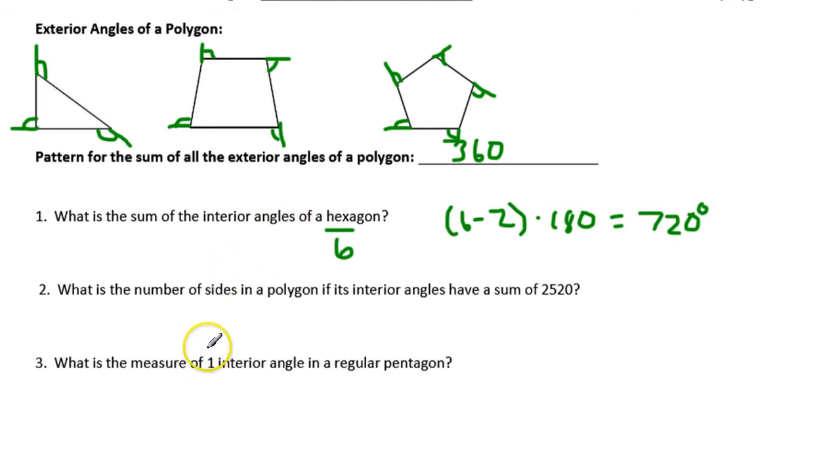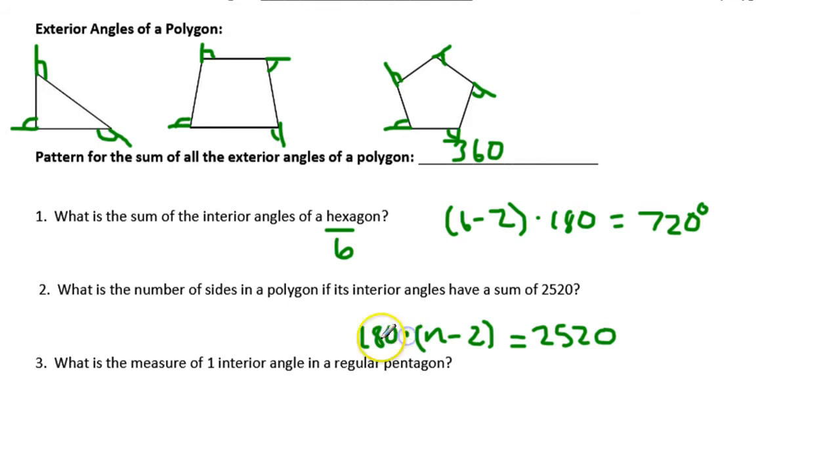Second one, what is the number of sides in a polygon if its interior angles have a sum of 2,520? Here we're going to work backwards. So we're going to use what we know to be true, the fact that the sum of the interior angles is 2,520, and we're going to set it equal to our formula that we know. We know that we have to take the number of sides minus 2 to get our number of triangles. We know we have to multiply that by 180 to get our sum of the interior.